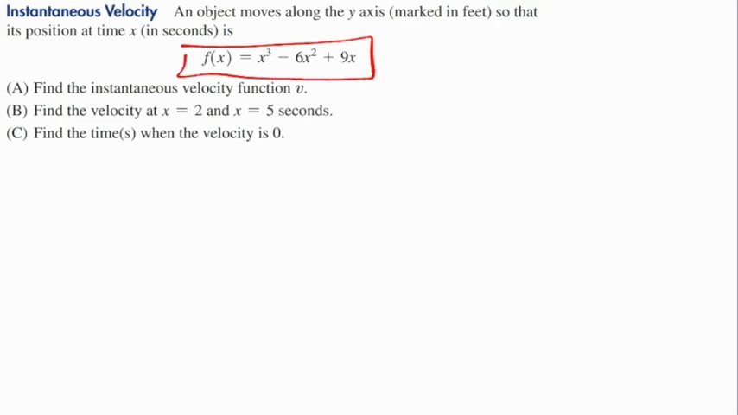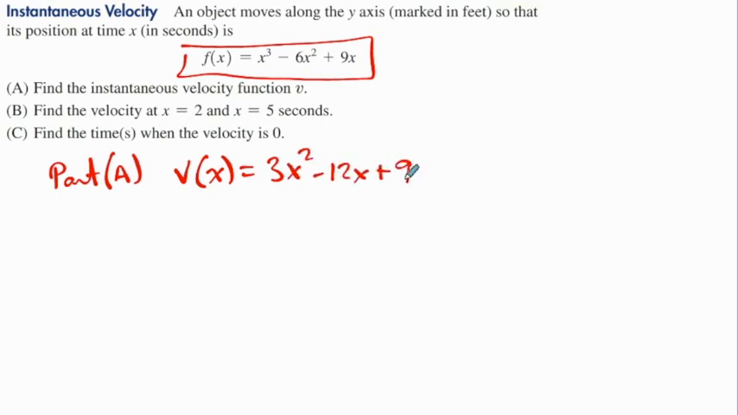Part A says find the instantaneous velocity function. So part A. Velocity as a function of x is equal to 3x squared minus 12x plus 9. Velocity is equal to f prime of x. And we see that f prime of x is a polynomial, so we can evaluate the derivative term by term.